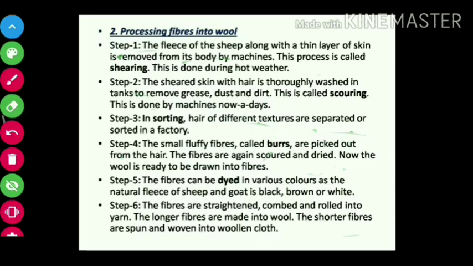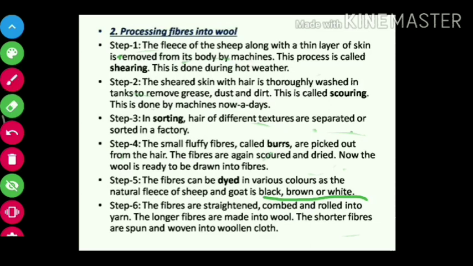Next is step 5. The fibers can be dyed. Dyed means colored with various colors, as the natural fleece of sheep and goat is black, brown or white. So the natural color is black, brown, white, and that is dyed into various colors. That's why we get different colors of wool, because these colors are dyed.